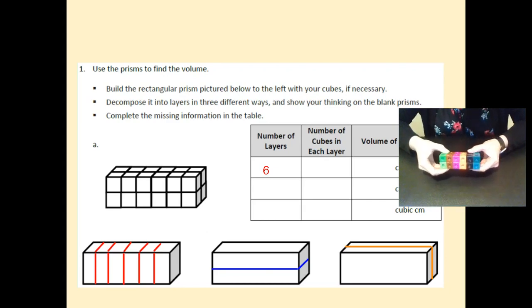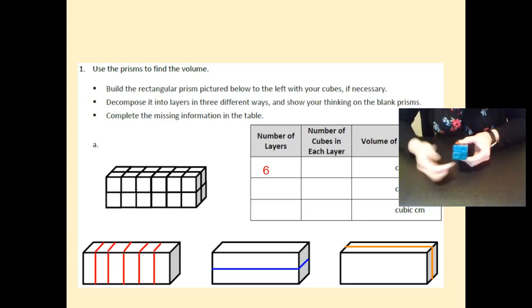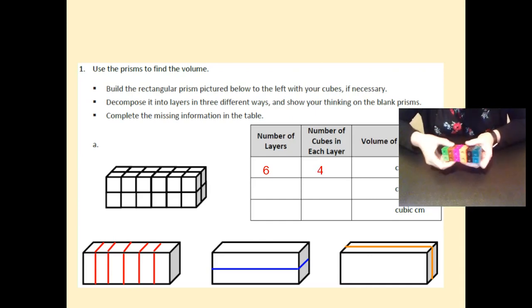Within my rectangular prism, one layer has 4 cubes in it. So if we think of it this way, we have 4, 8, 12, 16, 20, 24. I have 24 total cubes here, which gives me a volume of 24 centimeters cubed.